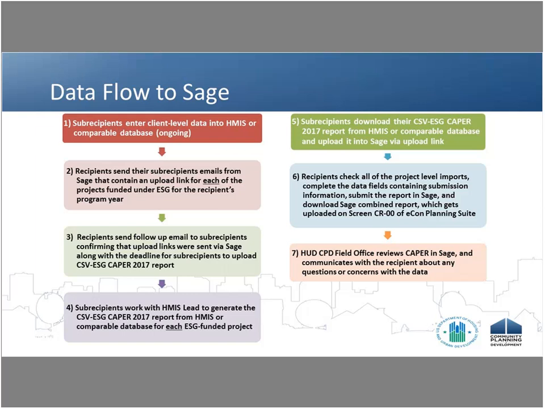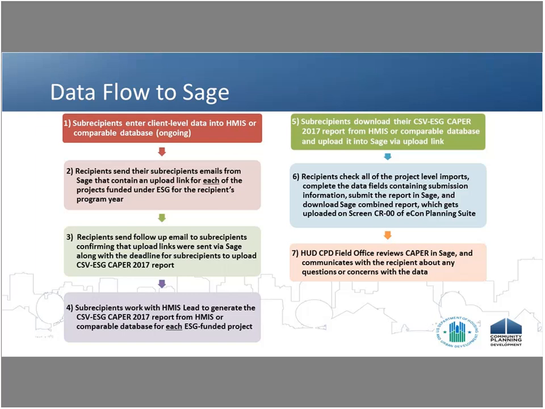Step 4, subrecipients work with their HMIS lead to generate the CSV ESG CAPER 2017 report from HMIS or their comparable database for each ESG-funded project. So they should be in close contact with their HMIS lead to make sure that they're able to generate the CSV, to try to pinpoint any problems, programming or data entry oriented, to make sure that the CSV is functioning right, that the data looks as it should, to set them up for the best possible or easiest process for uploading it into the system.